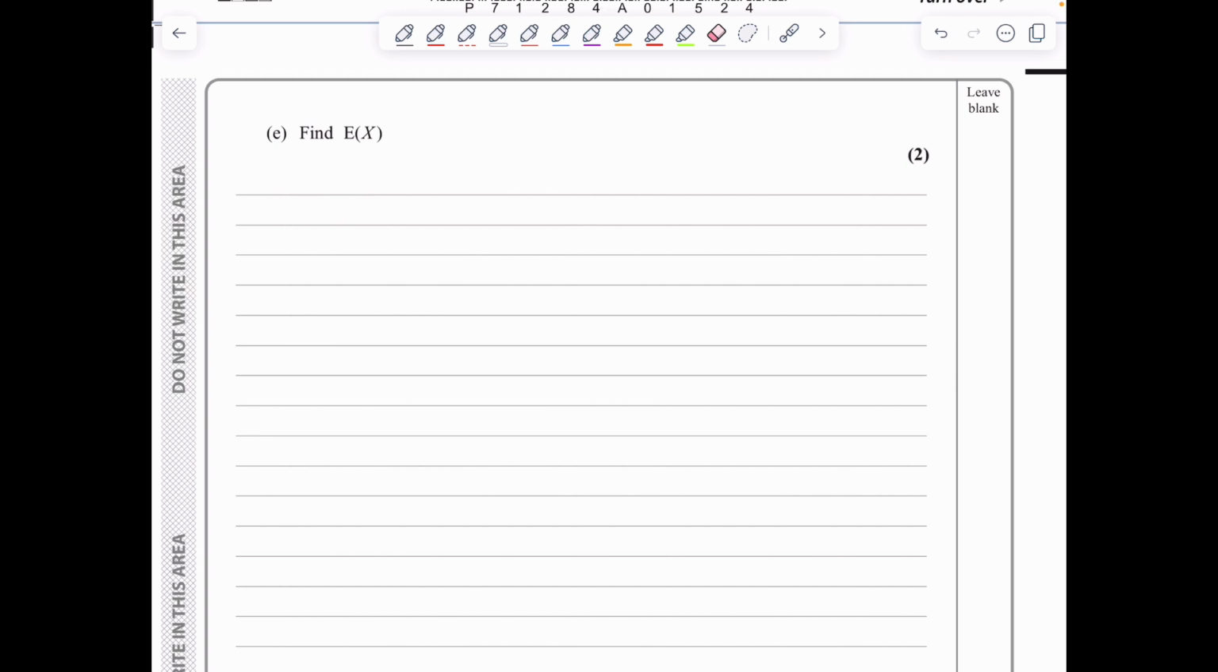And finally, in part E, we need to find the expectation of x. So this is the table we just obtained. The expectation of x is simply found by multiplying each value of x with its associated probability and adding them up. So it's going to be 0 times 8 over 15, plus 1 times 7 over 20, plus 2 times 1 over 10, plus 3 times 1 over 60, and this gives an answer of 3 over 5.